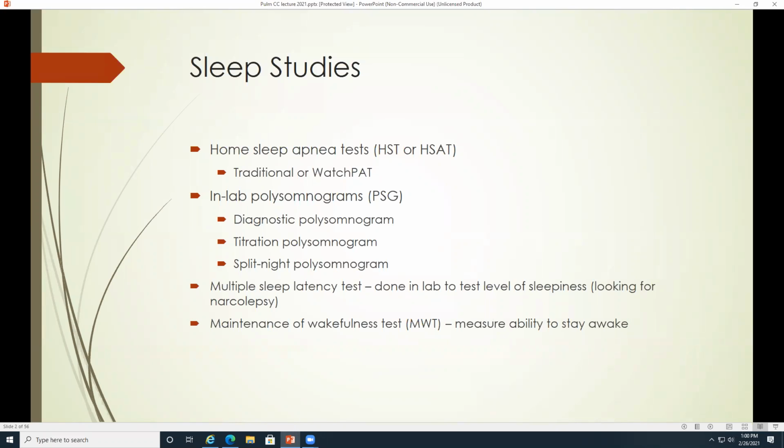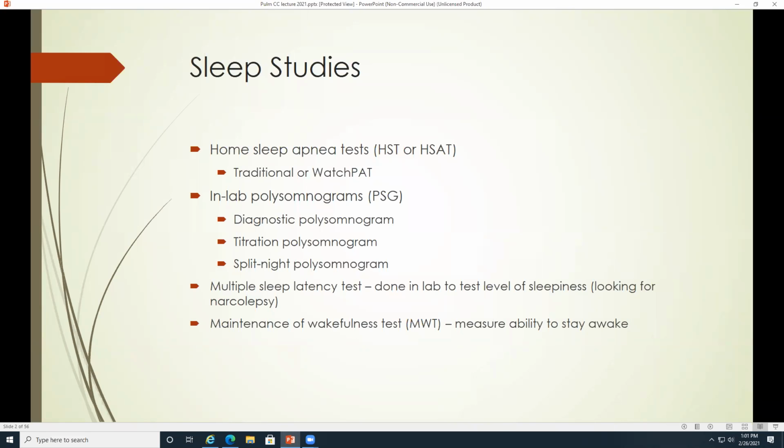A diagnostic is basically what it sounds like. You're just watching them sleep to diagnose whatever problem they have. A titration sleep study is done with PAP therapy on, where they adjust the PAP pressures throughout the night to optimize their breathing and treat whatever sleep disordered breathing there may be. A split night polysomnogram is one where you try to accomplish both the diagnostic and the titration in one single night. It definitely helps save a lot of resources and money, and it's also a lot more convenient for the patient because they only have to come in for one night.